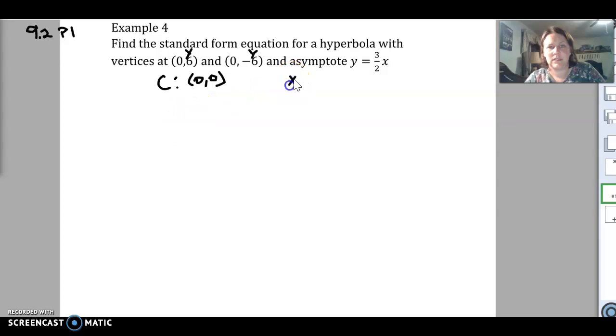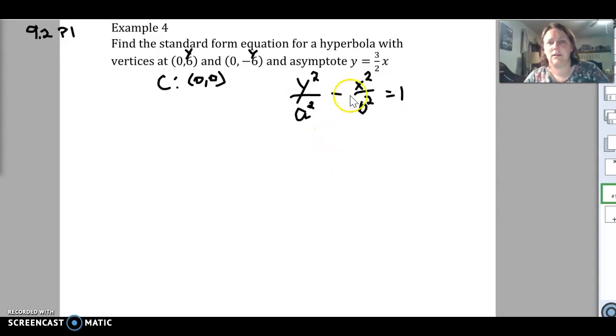It also tells us that it's going to be in this form, with the y squared first, since the y value is changing for the vertices. So it's going to be y squared over a squared. Remember, a is always first for hyperbolas, so y squared over a squared minus x squared over b squared equals 1.